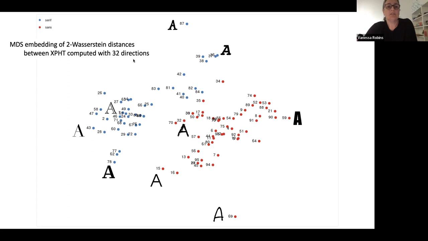We use 32 directions for our transform, and we get this lovely, pretty much separation between the serif and the sans serif, right? So the serif ones are in blue, sans serif are in red. The outliers kind of make sense. This A up the top is the smallest one out of the family. And this one down the bottom here is the largest, and it also has the largest opening at the top of the A.